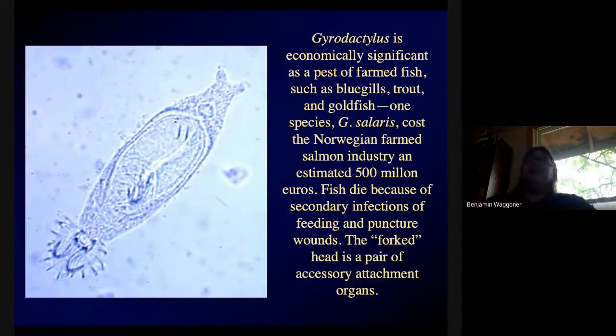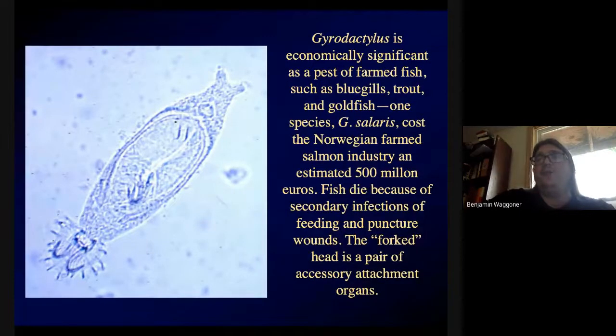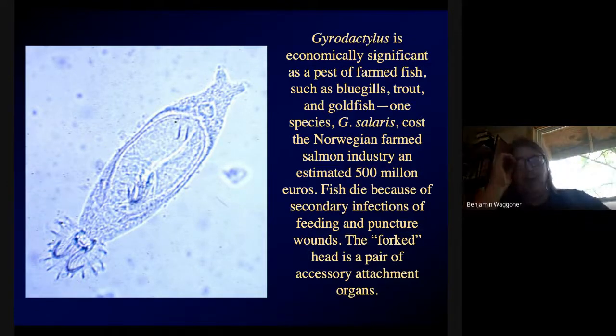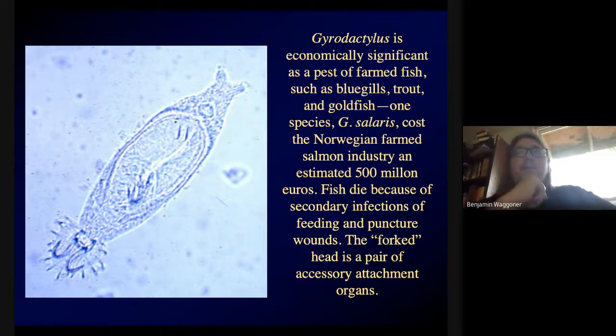This is one that's economically important because it's a pest of fish that are farmed. One species cost the farmed salmon industry in Norway an estimated 500 million euros, which is what, like $700 million or something like that. And these actually do enough damage that they can kill fish, not by themselves, but fish die because of secondary infections.